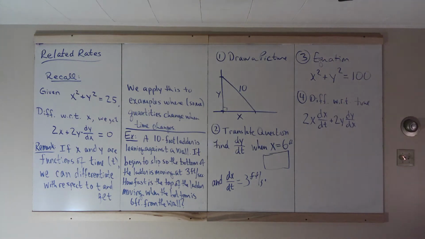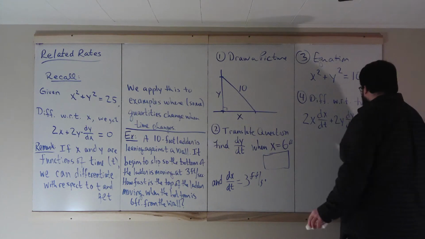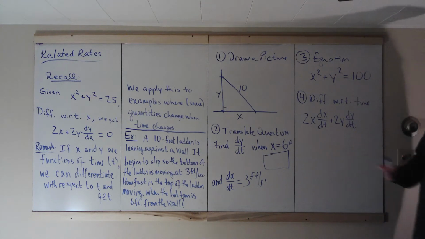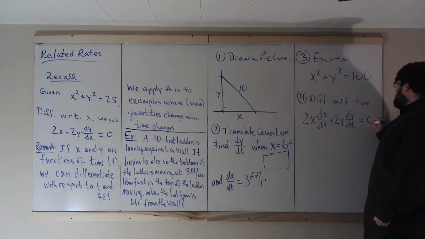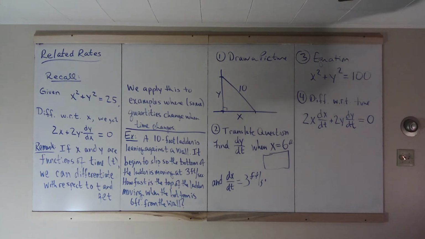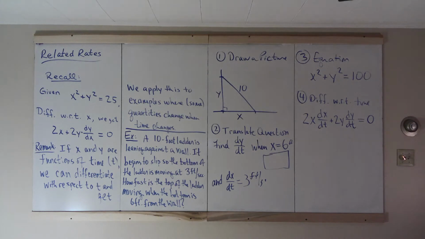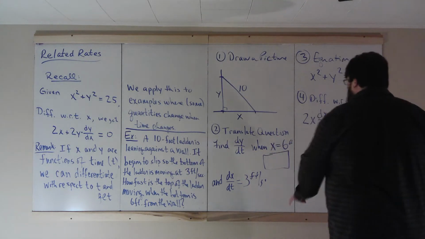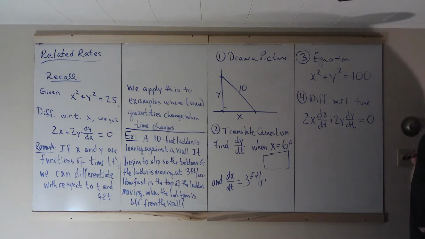2x, because it's x squared, so by the power rule we get 2x to the 1, dx/dt by the chain rule, x is a function of time. y is also a function of time, so we get 2y dy/dt. The derivative of 100 with respect to time is 0. 100 doesn't change as time changes. So maybe I should say differentiate with respect to time and solve. So what does our question ask? Find dy/dt with certain conditions. Well, right here we have a dy/dt. So if we want to solve for that, subtract this, divide by 2y.